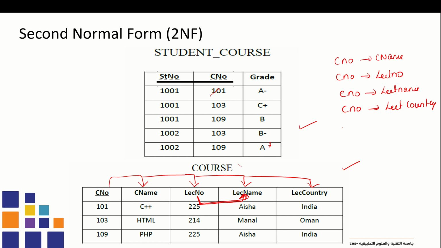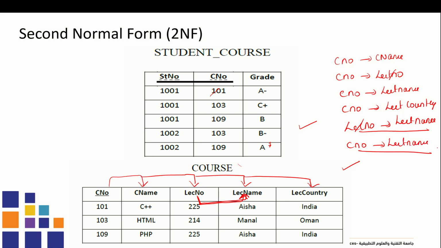Can I write like this? Yes. So I will write lecture number determines lecture name. So when I write this dependency, see here, lecture, already there is a dependency: course number determines lecture number. When I write lecture number determines lecture name, see, it is able to derive a new dependency: course number determines lecture name.